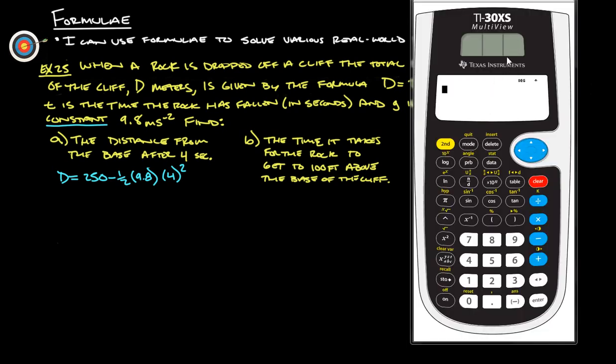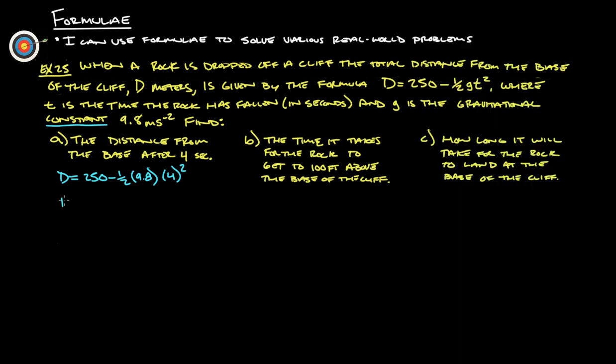We've got our little scientific calculator here. This will obviously work just fine on a graphing calculator too. We're just going to enter it in as it says. So 250 minus 1/2. I'm just going to do 0.5 times 9.8 times 4 squared. And that should give us our answer: 171.6. So our distance is 171.6 meters from the base of the cliff. So it's basically from the bottom.